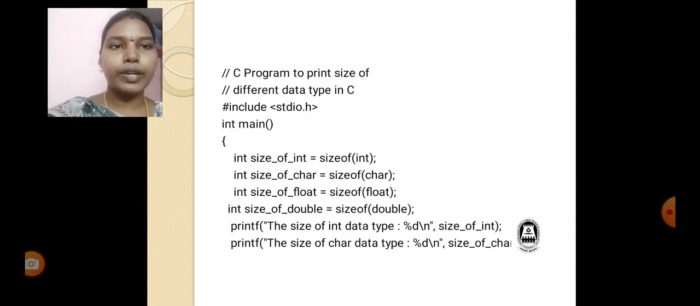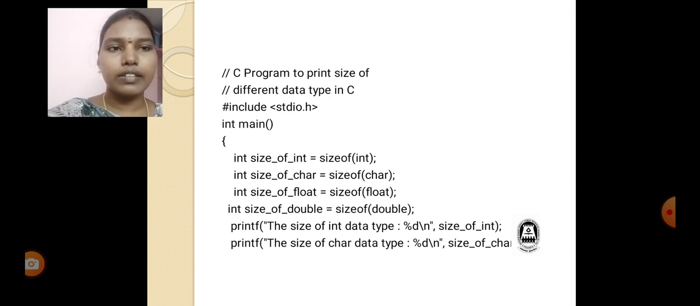So here is the program to print the size of different data types in C. Data types mean the kind of data, that is integer, float. C follows a specific structure; it is a structured programming language. First of all we have to use the header files. Next comes the main function, which is the entry block and the starting point of the program.